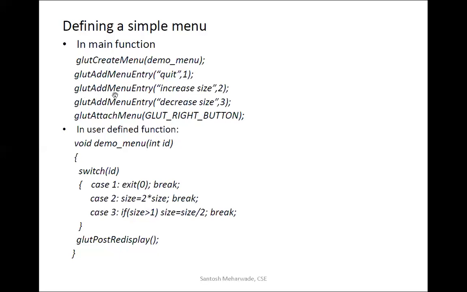Then the next one, glutAddMenuEntry. Here we are going to label the item name as increase the size, and it has the identifier 2, which means it is related to case 2. And next, add menu entry, we are going to label the item as decrease size, and the identifier will be 3, which is associated with case 3.